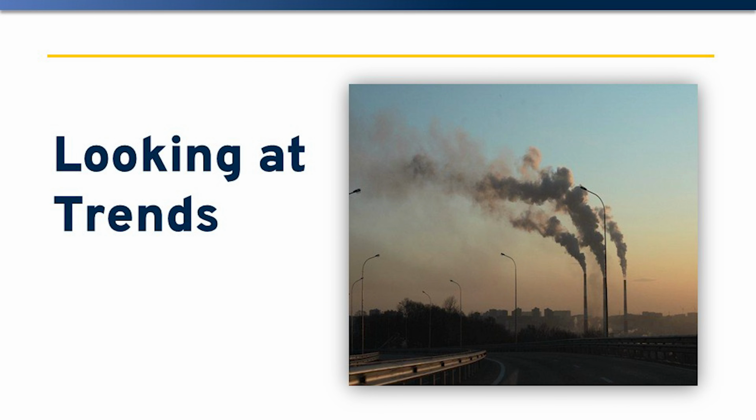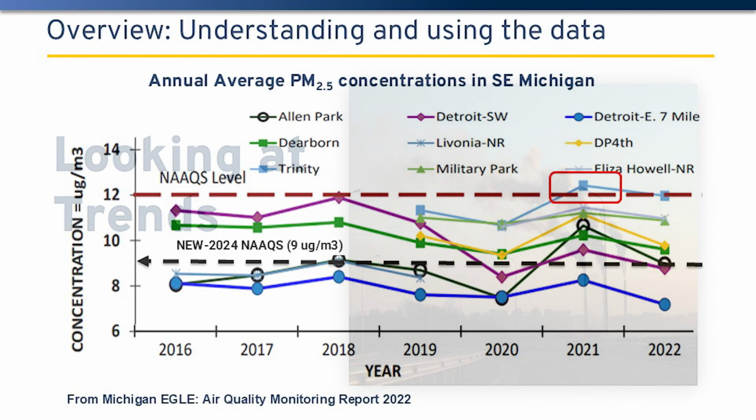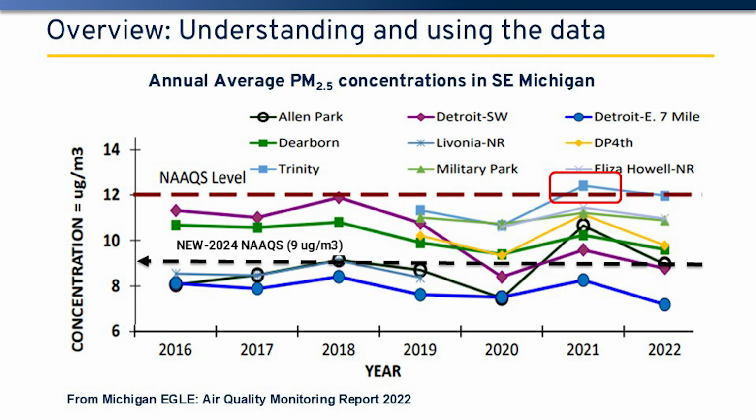To begin, we will talk about ways to use data to look at trends over time in pollution data. Let's start with a short overview of some graphs showing long-term concentration levels first. Using this graph, we can begin to interpret trends. Let's orient ourselves first. The lines on the graph show levels of PM2.5 recorded at 6 Detroit area monitoring sites between 2016 and 2022, and 3 sites between 2019 and 2022.